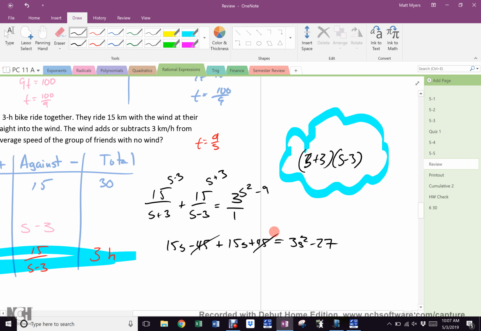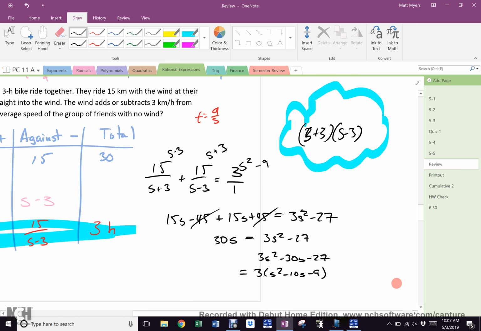Negative, positive, gone, gone. 15 plus 15 gives 30S equals 3S squared minus 27. 3S squared minus 30S minus 27. Factor out the 3. 3 times S squared minus 10S minus 9. Does that factor? No. When it doesn't factor, what do we do? Quadratic formula. When we do the quadratic formula, we get 5 plus or minus root 34, which means we get 5 plus root 34 and 5 minus root 34.